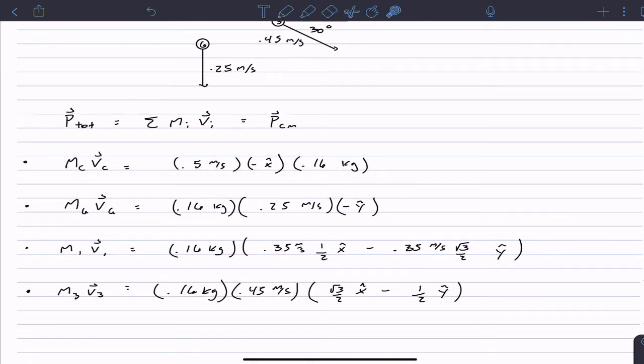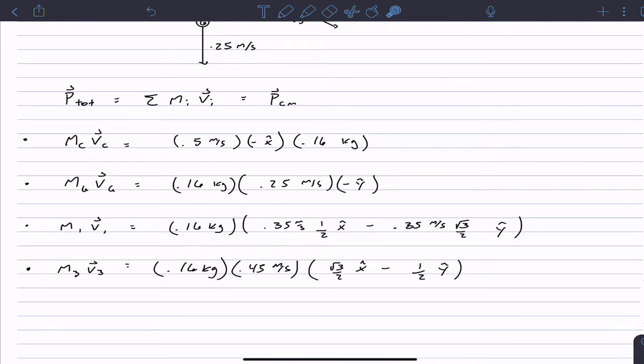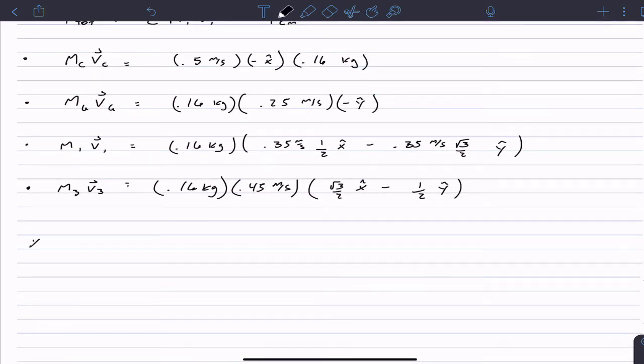And then literally all we need to do after we've set all this up is just add up all of our components. So let's do that. So let's sum everything up in the x direction. Okay, this is x. Then we have an x here. Let's do this x. This is actually a negative x hat, so don't forget that. All right, negative 0.5 times, well, everything is times 0.16, so we'll just do that at the end.